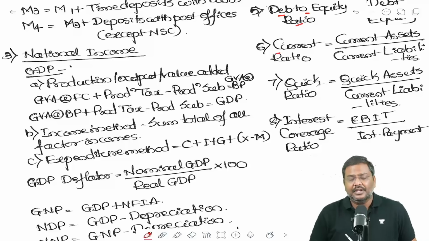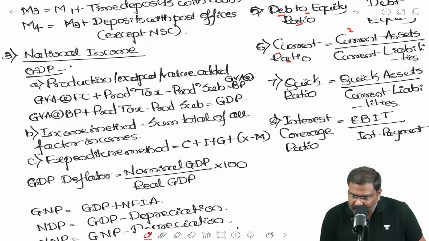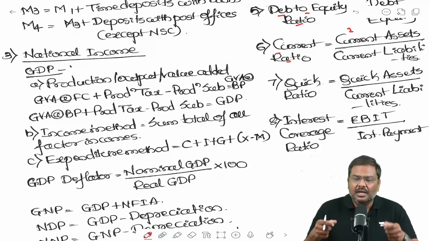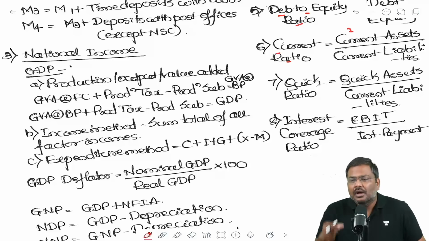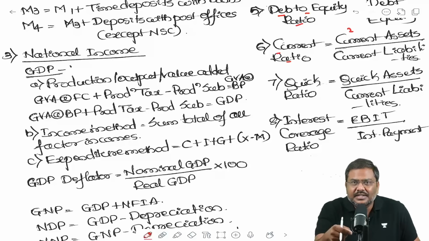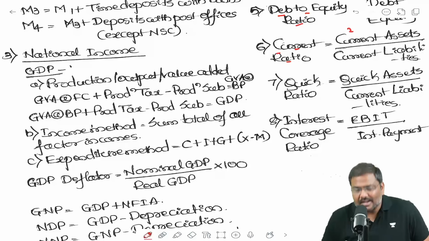Then there is the current ratio. It is the current assets divided by current liabilities. Whatever liabilities the company has to pay in a short duration, does it have a sufficient amount of assets to take care of it? That is the current ratio.